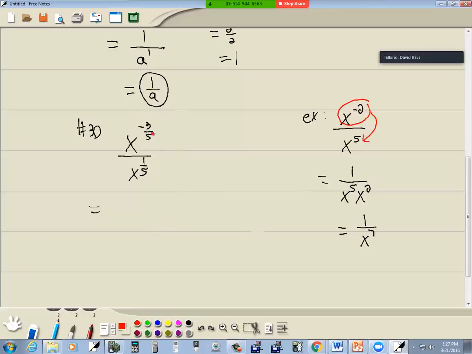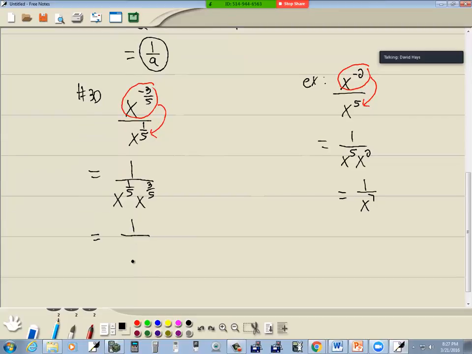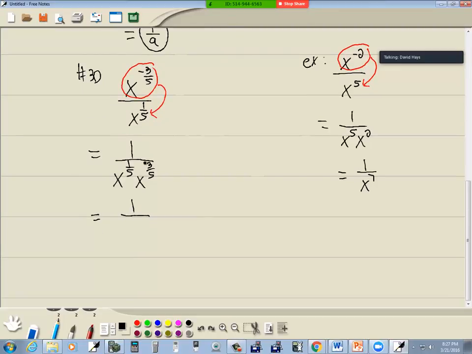There's really not a whole lot new in this part right here. They're just introducing these same ideas that we saw before apply to fractional powers. So I'm going to take this x to the negative 3/5 and move it down below. And so this x to the 1/5 remains where it was, and this x to the negative 3/5 becomes x to the positive 3/5. Well, now we have x to a power times x to a power, so you're going to add the exponents. 1/5 plus 3/5 gives us 4/5. And that would be our answer.